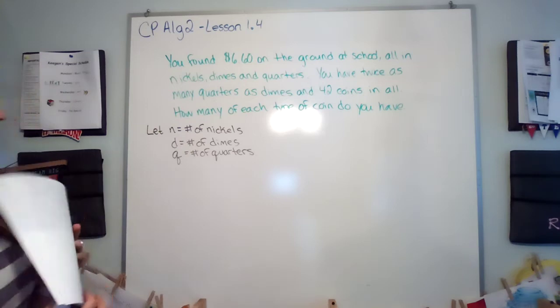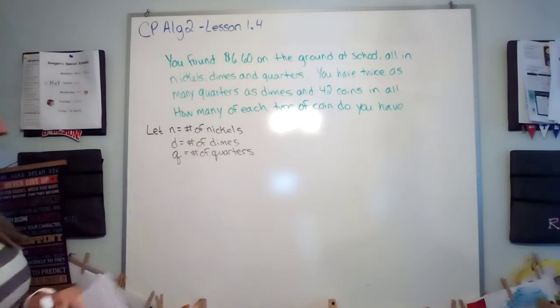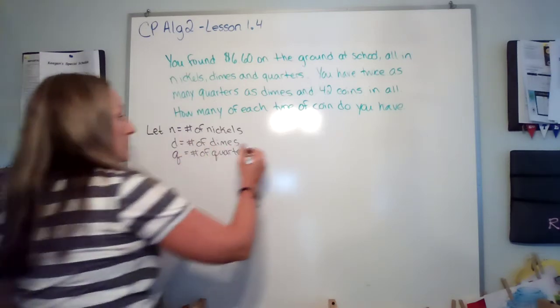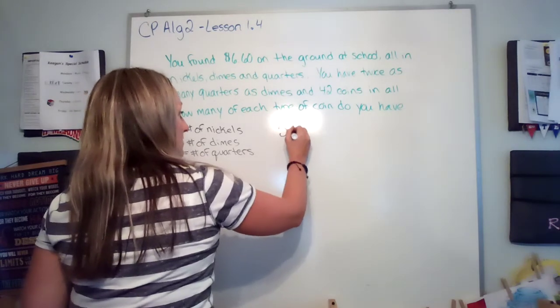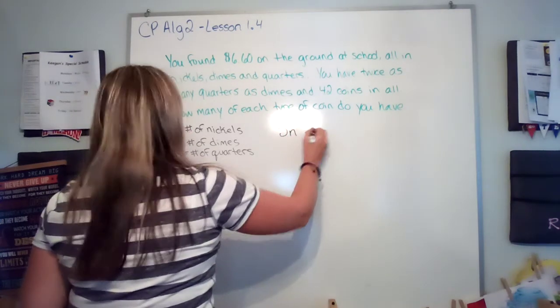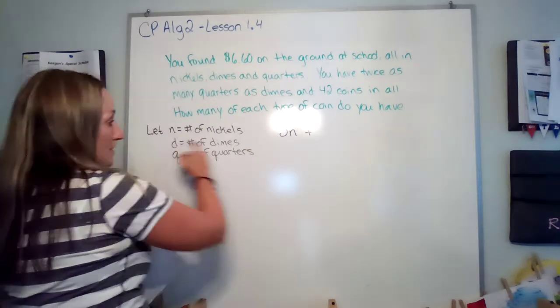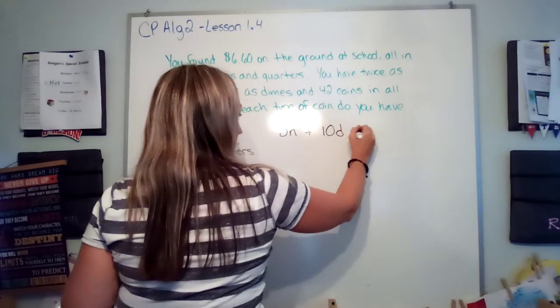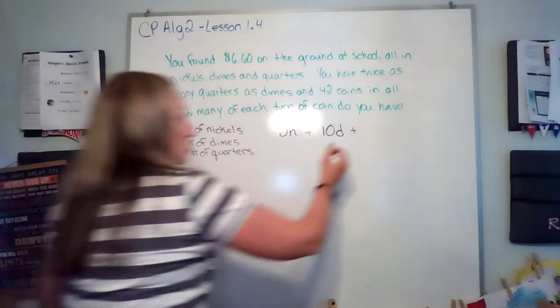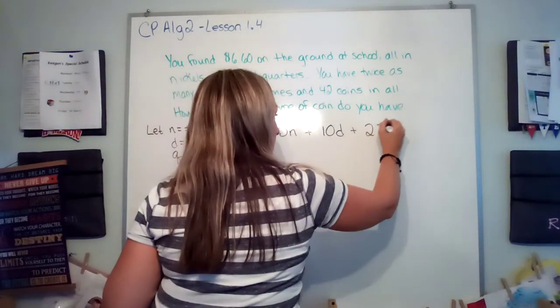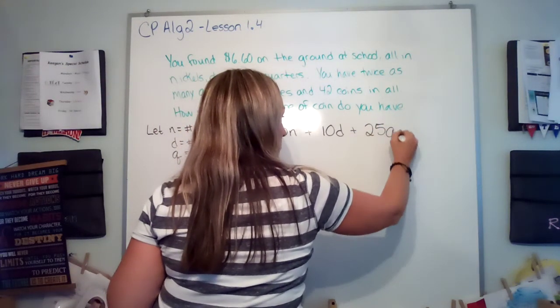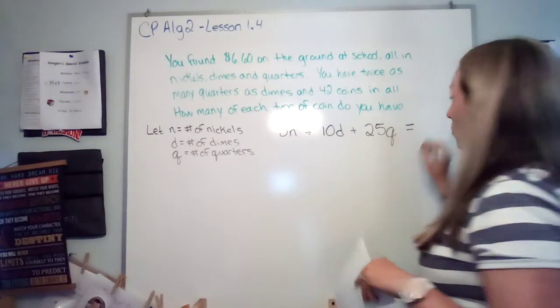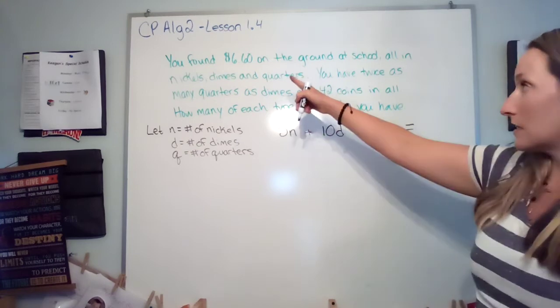So let's just start with the value of the coins. We know a nickel is 5 cents. So 5 cents times the number of nickels plus, I don't know how many dimes I have, but I know each dime is worth 10 cents. So 10d plus quarters. I know each quarter is 25 cents. So I'm going to take all the quarters I have, q, and multiply by 25 cents. Now when I add that all together, that's going to equal the total amount that I have, which is 660.